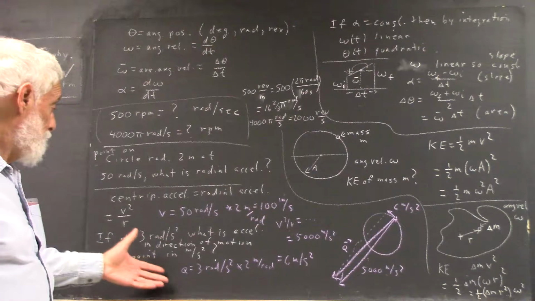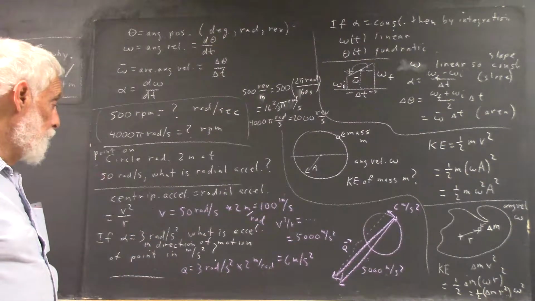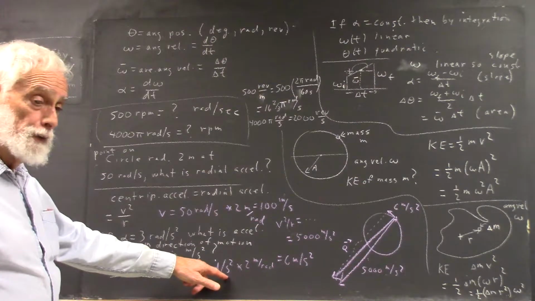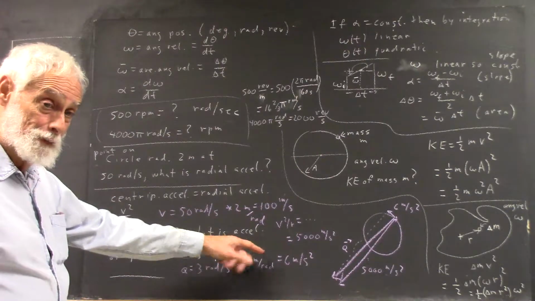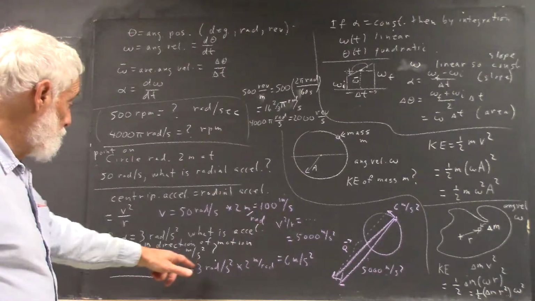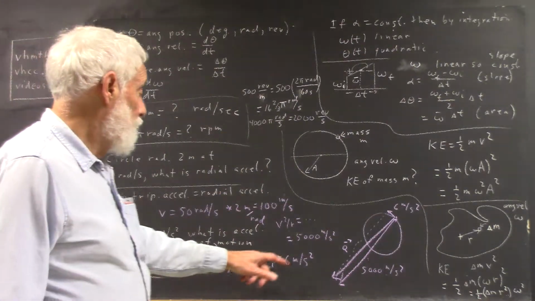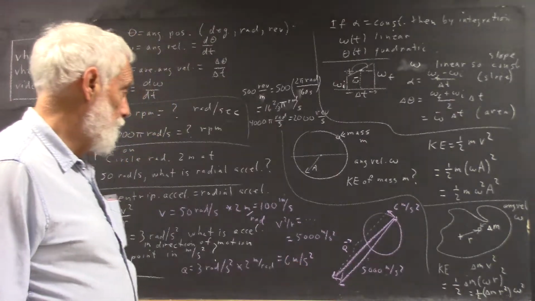So, well, the relationship is very straightforward. You got 3 radians per second squared, and every radian corresponds to 2 meters along the arc. So 3 radians per second squared is the same as 6 meters per second squared.